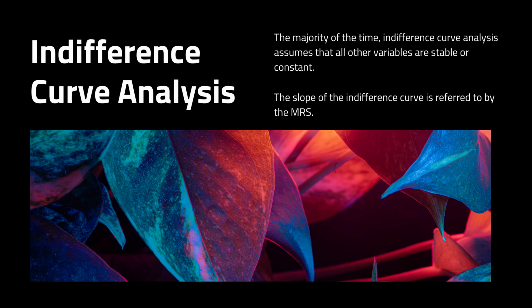The slope of the indifference curve is referred to as the MRS. The MRS measures how eager a consumer is to trade one product for another. If a customer values a banana, for example, the rate of substitution for watermelon will be slower, and the slope will reflect this rate of substitution.